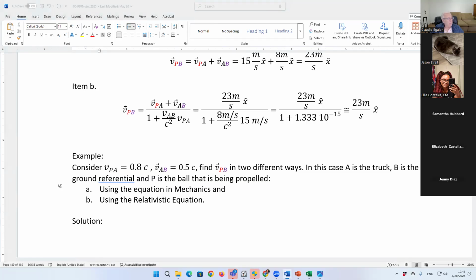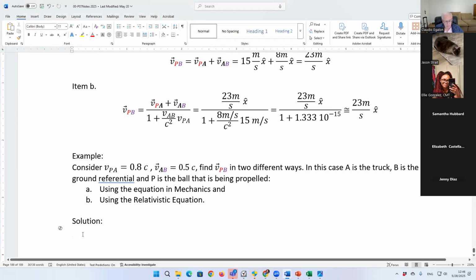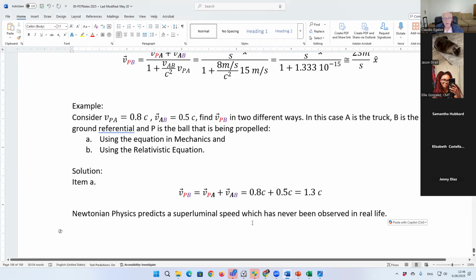So we go ahead and work out the numbers for Newtonian physics, which doesn't provide you the correct result, it provides you with the incorrect result. See what we're getting here when you add the velocities of the ball, 0.8 with 0.5, we get more than the velocity of the light. Newtonian physics predicts a superluminal speed, which has never been observed in real life.